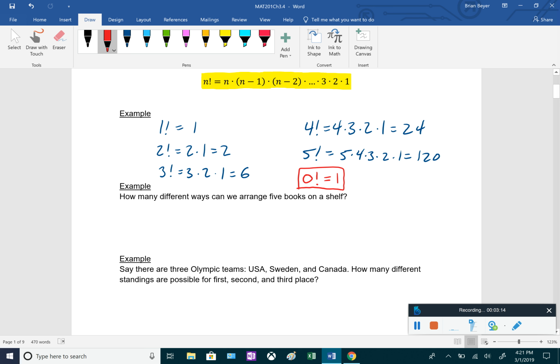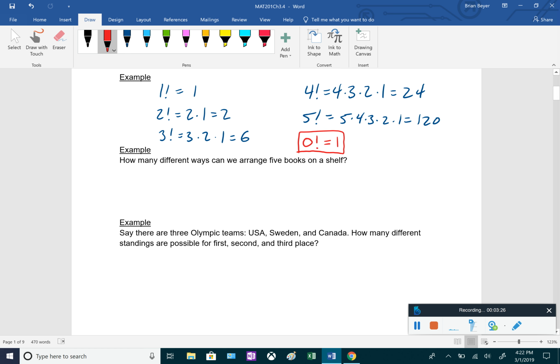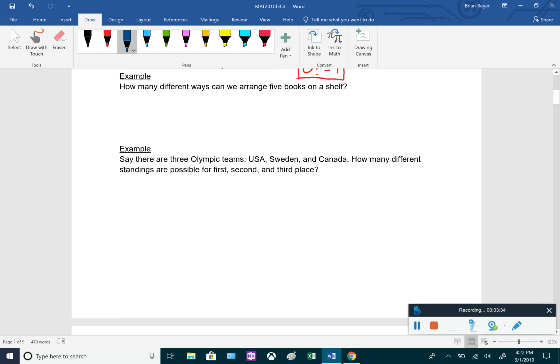There's also a button on the calculator. Depending on what kind of calculator you have, it might say PRB on it, and these formulas will be under that button. So let's do an example. How many different ways can we arrange 5 books on a shelf? We have 5 different books on a shelf, and we want to see how many different ways we could possibly arrange them. That is just going to be 5 factorial, which is 5 times 4 times 3 times 2 times 1, which is 120 ways.